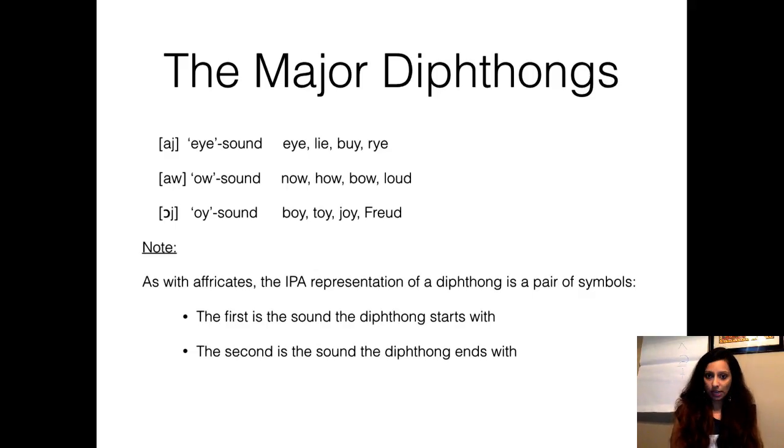The easiest way to remember the connection between a diphthong and an affricate is that, just like an affricate, you have two symbols that combine to form the diphthong. The first is the sound that the diphthong starts with, and the second is the sound that it ends with. And as you can see, in the major diphthongs, the second sounds are actually approximants or semi-vowels, right? Like the I and the W, etc.